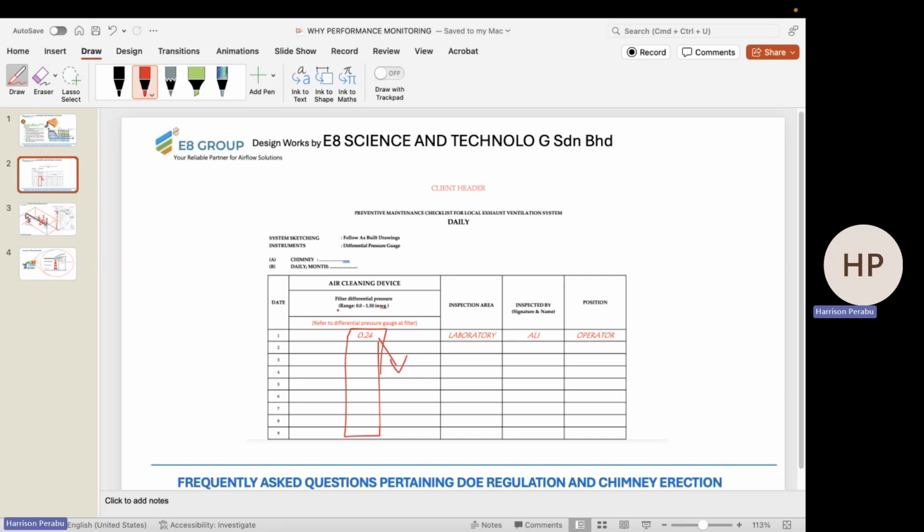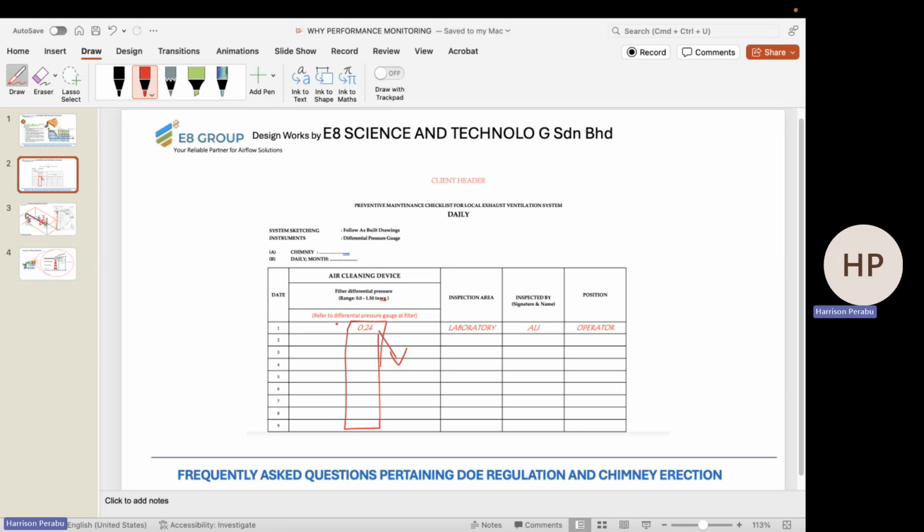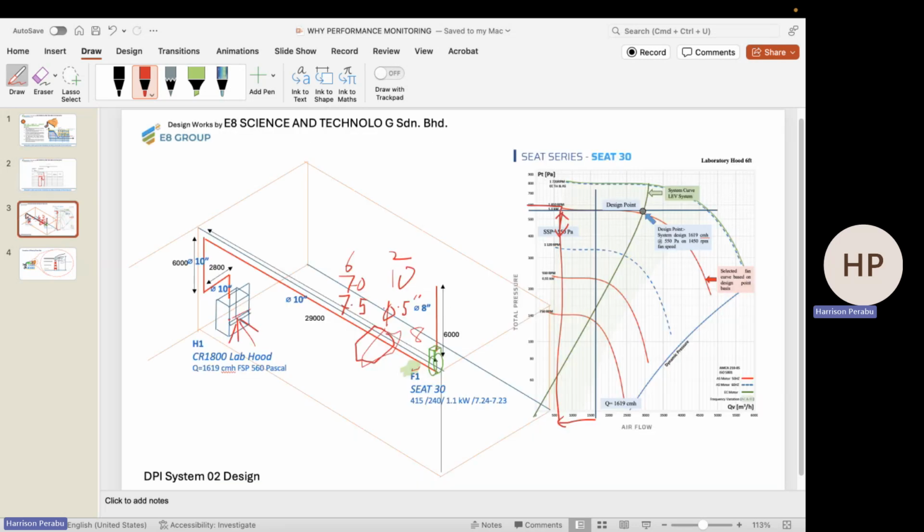Now, how to make this even better? If you could actually have an anemometer. Okay, this is not mandatory, but again, that's why I said a bare minimum to start off is this. But assuming that you have an anemometer, you can also take an anemometer reading, the face velocity reading here.